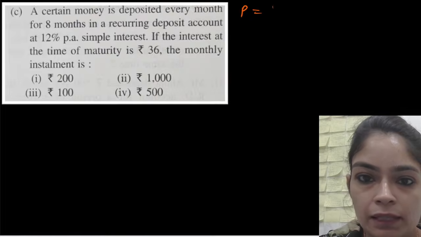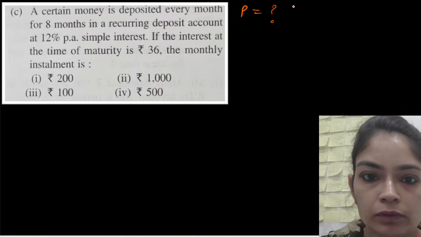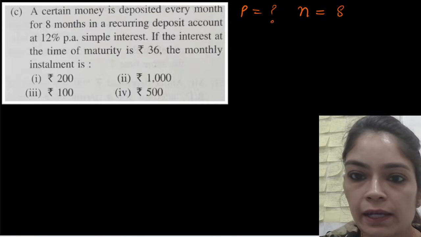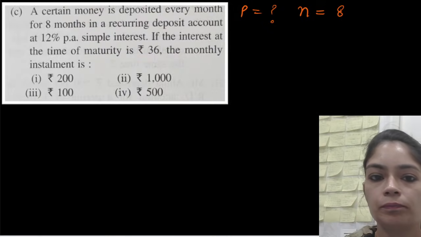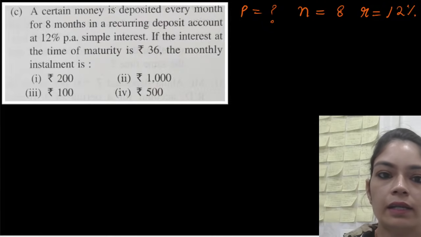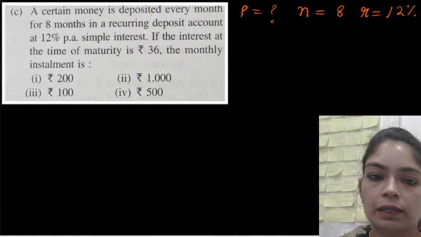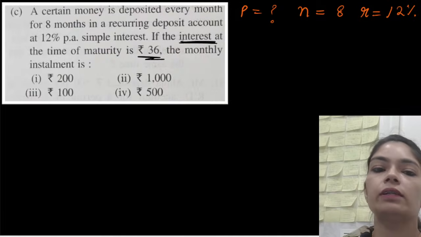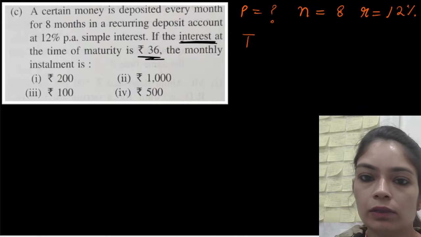Monthly installment means P we have to find. So principal we have to find. N is given to us. N is equal to 8. N is number of months. Then R is also given to us. R is 12%. And interest is given to us. You can see, if the interest at the time of maturity, interest is given to us here, rupees 36. We have to understand what is given to us here. It's clearly mentioned it's interest. So I is given to us, rupees 36.